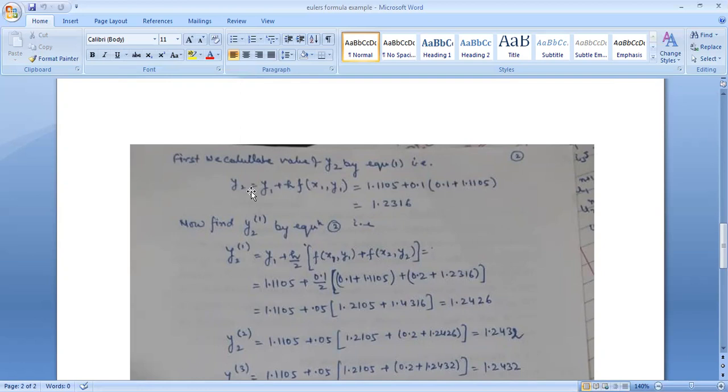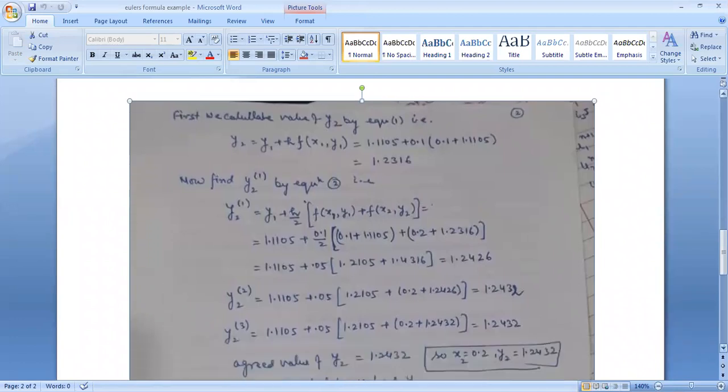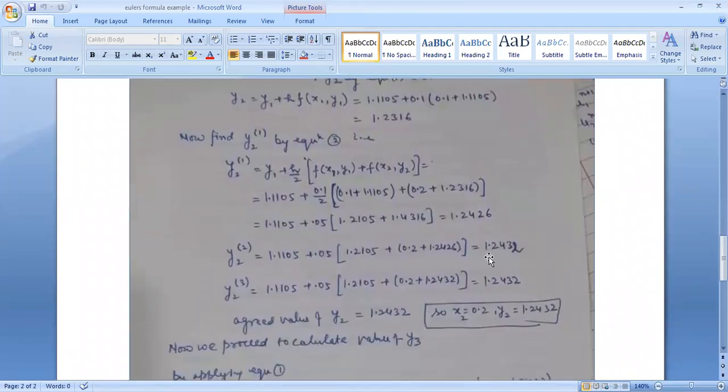Then with the help of this y2, we try to find out y21 with the second equation. So it will be equal to y1 plus h by 2, f(x1, y1) plus f(x2, y2). Now this y2 is coming over here. So we will be calculating y21, it is coming 1.2426. Then y22 will be calculated, we are getting 1.2432. And then y23 is calculated, we are getting 1.2432. So these two values are nearly equal or equal itself. So the agreed value of y2, that is x is equal to 0.2, y2 is equal to 1.2432.